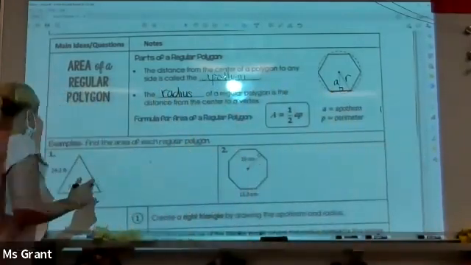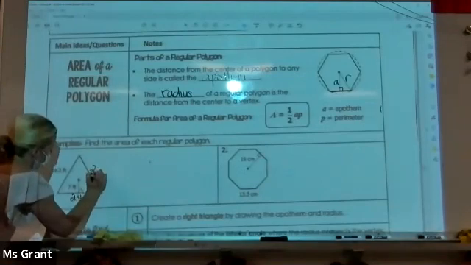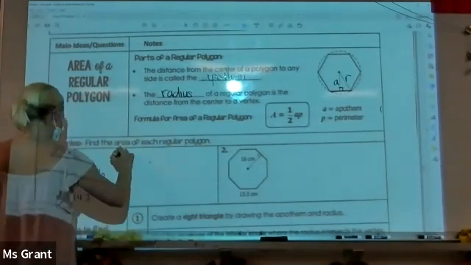On number 1, the perimeter is just me adding up all the sides. So you need to add up all the sides. And so go ahead and do that now.